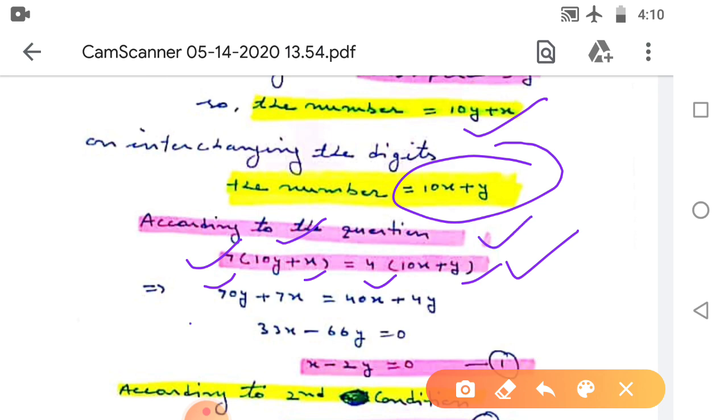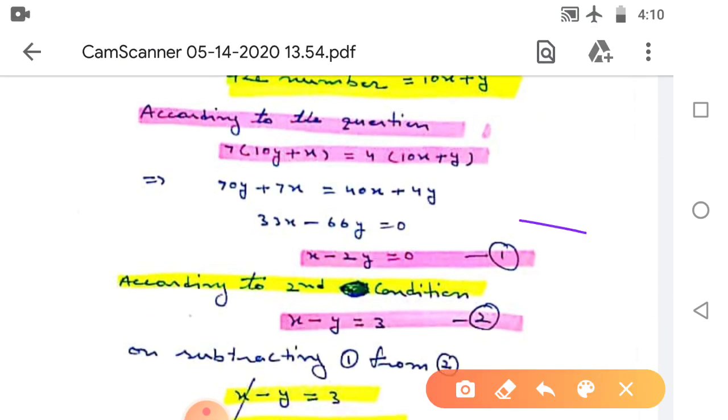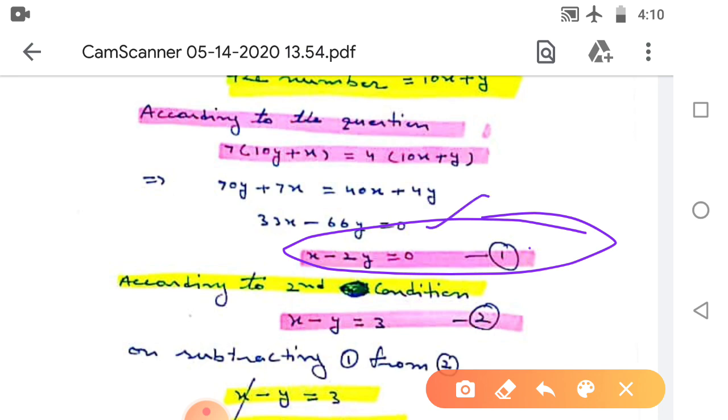When you multiply, 70y plus 7x is equal to 40x plus 4y, and ultimately we get an equation here: x minus 2y is equal to 0. This is equation number 1.